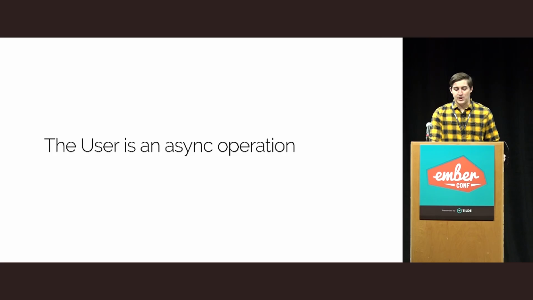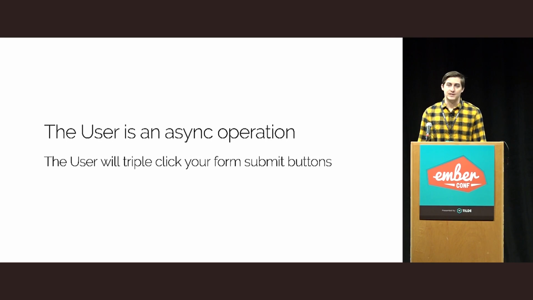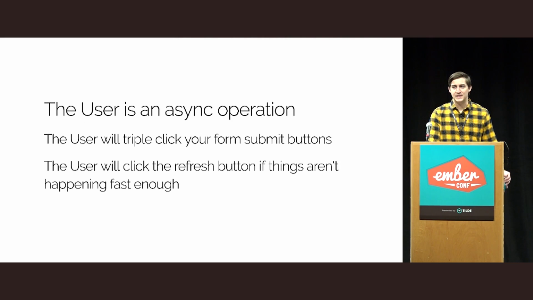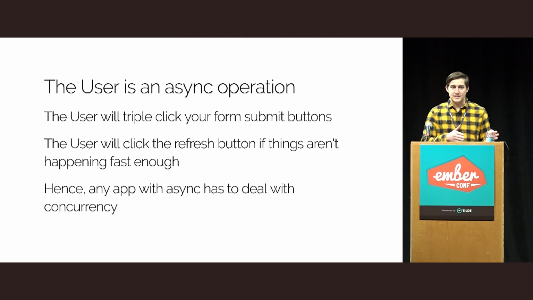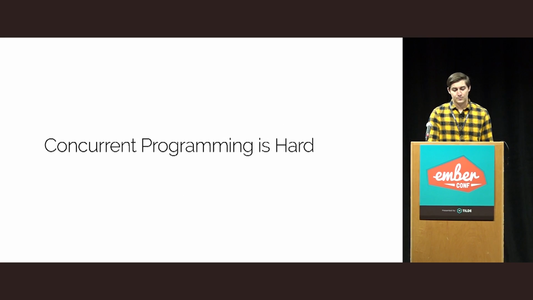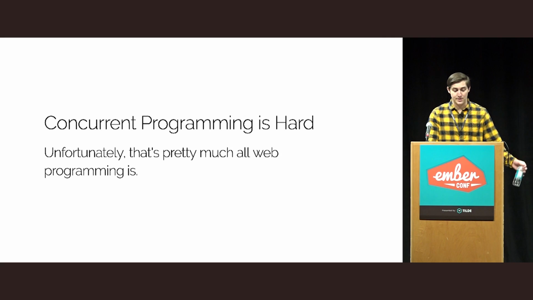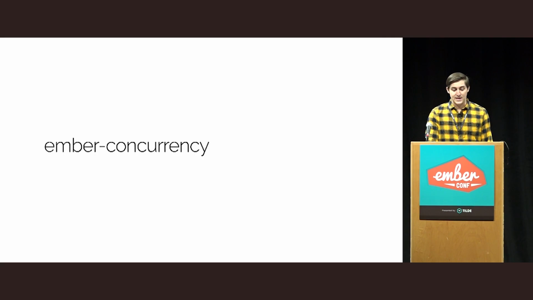I would argue that the user is kind of an async operation. The user will get impatient and will triple click the form submit button, and will click the refresh button if things don't load fast enough. So any app that has any async on its own, any timer, any AJAX request, is already concurrent because there's always the user. Concurrent programming is still pretty hard, and unfortunately it's pretty much all that web development is.